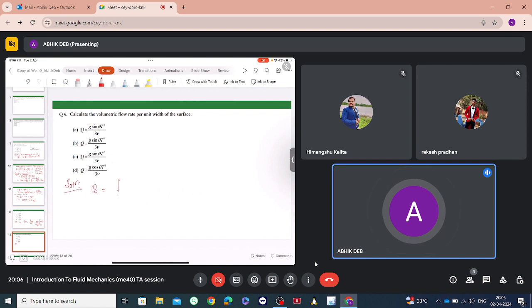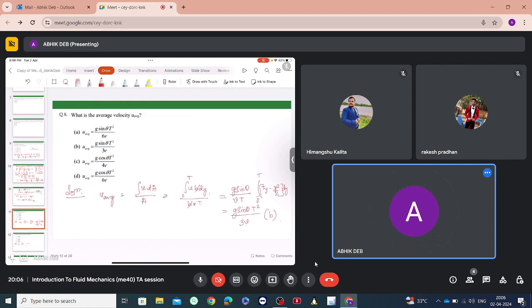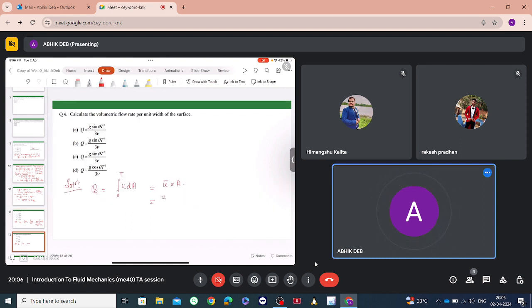And for the discharge, the volumetric flow rate, Q is equal to the integration of u dA. So this is just U average into area. And what is U average? U average we have got as g sine theta t square by 3 nu, into what is the area? Area is B into T. So per unit width, B is equal to 1. So it comes out as g sine theta into T cube by 3 nu, which is option number C.